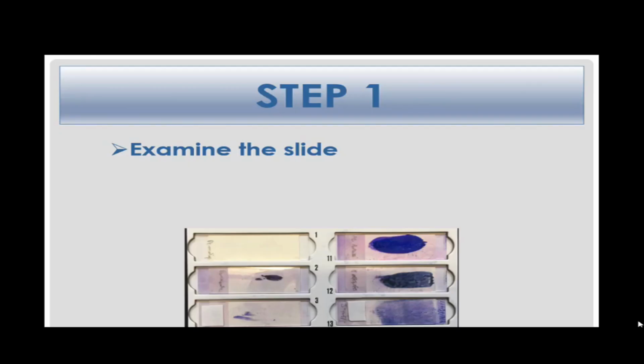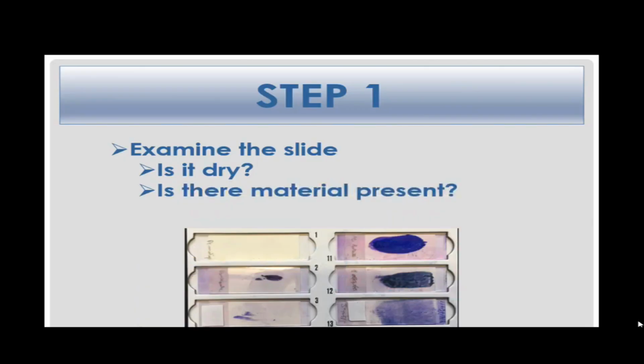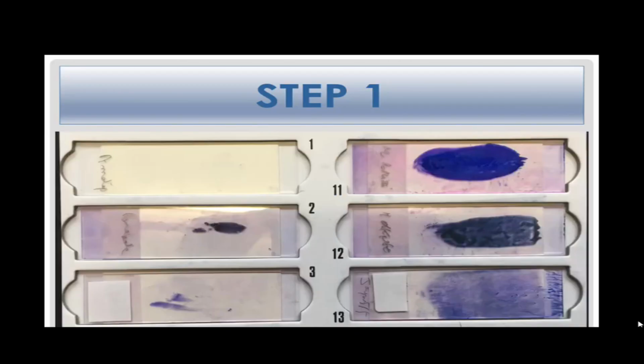The first question: is it dry? The second: does it seem to have material on it? And then, what macroscopic colour is the material on the slide? Here you can see a slide which seems to be devoid of material, which is the case. Here you see a slide that is rich in material and very blue in colour.